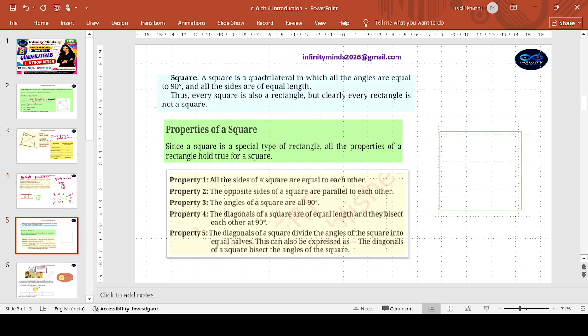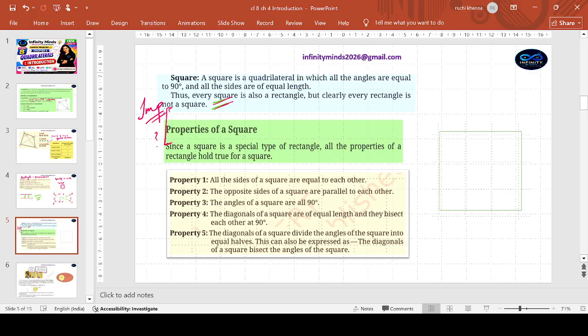Square. A square, I'll just read out. A square is a quadrilateral in which all angles are equal to 90 degrees and all sides are equal in length. Yes, we just discussed this. We shall pay attention to this. Let me change the color of the pen. This is very, very important for us. We spend time understanding this. We'll come back to this. Properties of a square. Since a square is special, all properties of a rectangle also hold for a square. This is what we'll try and see.